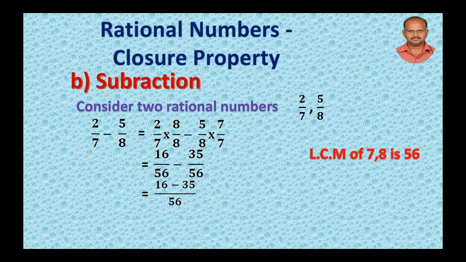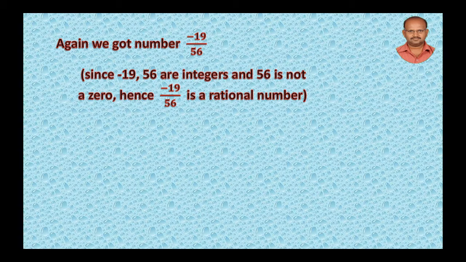16 minus 35 upon 56, that is equal to minus 19 upon 56. Again we got the number minus 19/56. Since 19, 56 are integers and 56 is not zero, hence minus 19/56 is a rational number.